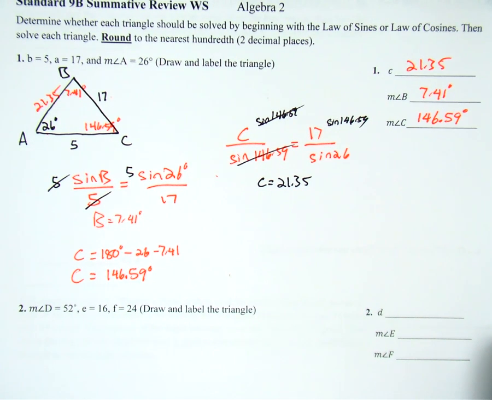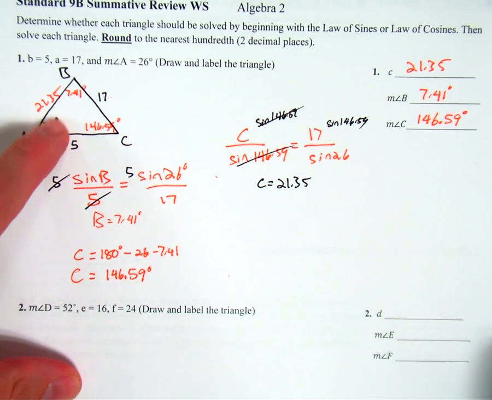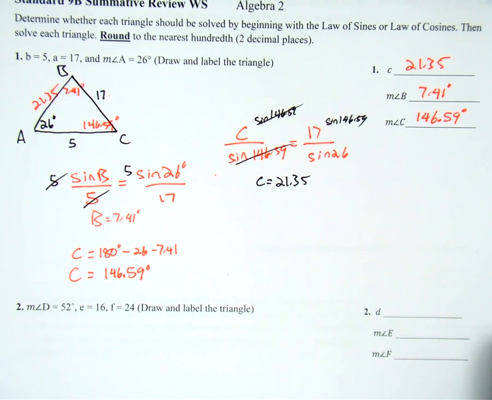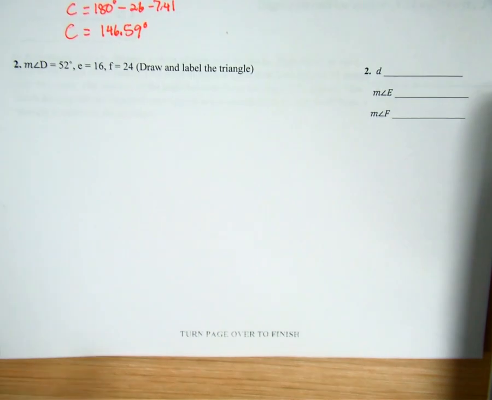Alright, there's our first one. Okay, we're going to set them up, use law of sines as best we can there. We didn't have an option on that one, so we just had to go with angle B. Okay? Then we subtracted to get angle C, and then we were able to finally get side C.